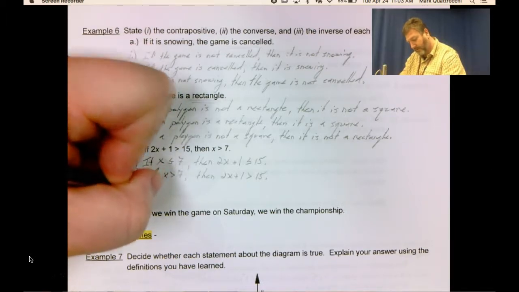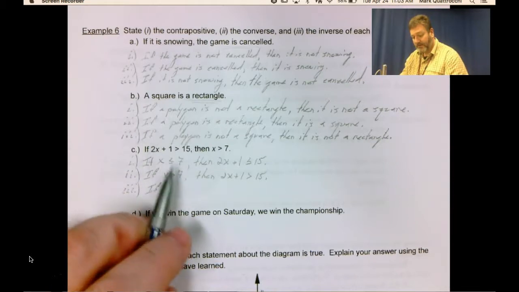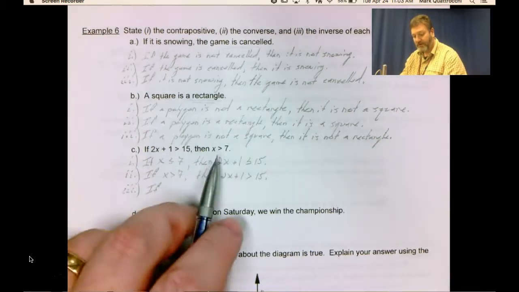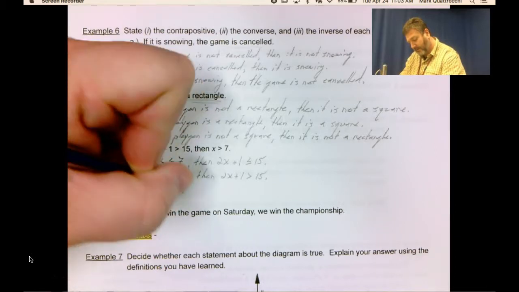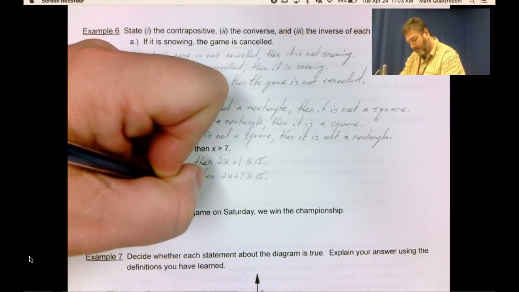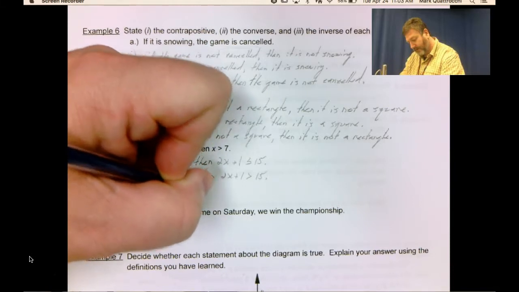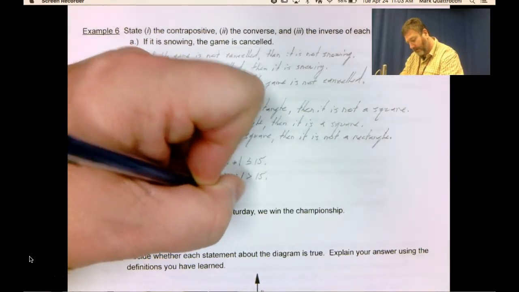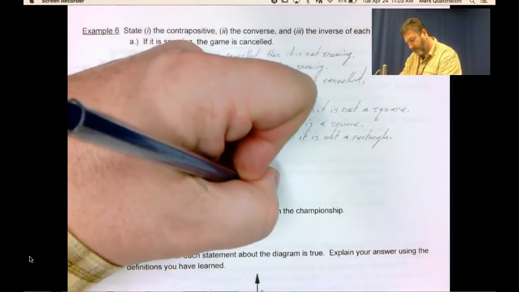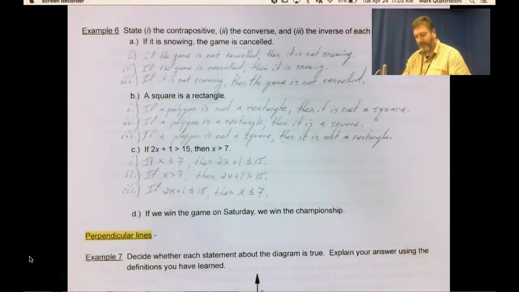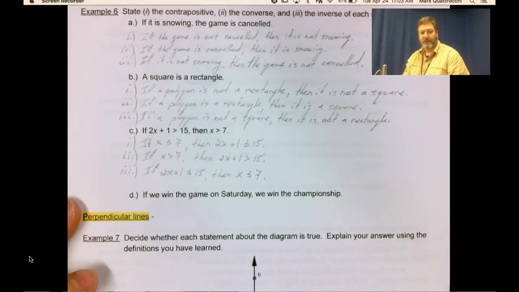If we're doing inverse this time, we are not switching, but we are negating. If 2x plus 1 is less than or equal to 15, then x is less than or equal to 7. So that's part C. Part D, last one.